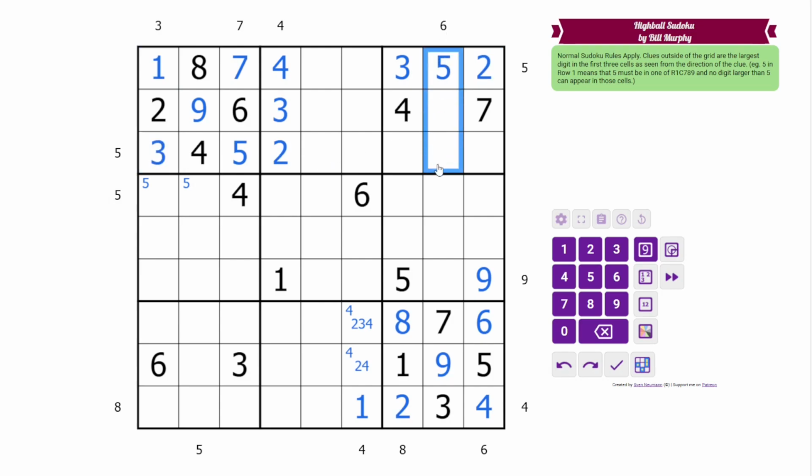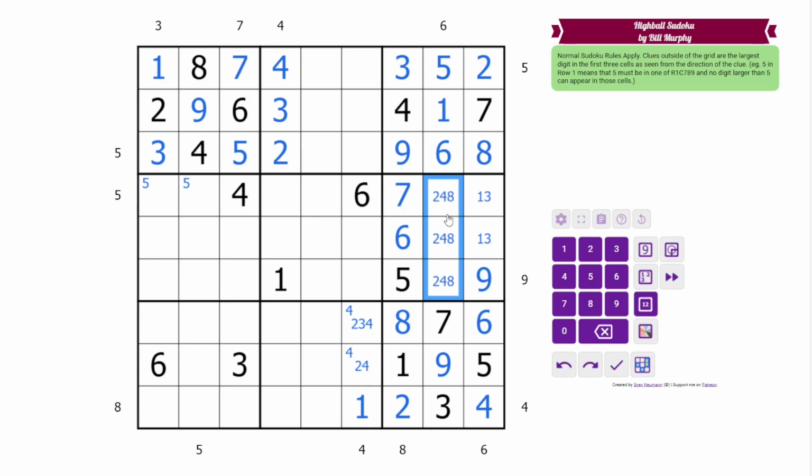Now 6 is the largest in these 3 cells, and 6 can't go in this cell because of this 6. So this is 6, and the only digit left that is lower is 1. This can't be 8, so this is 8, this is 9. This is a 1, 3 pair. This is a 7 and 6. And then this is 2, 4, and 8. That's not 4.